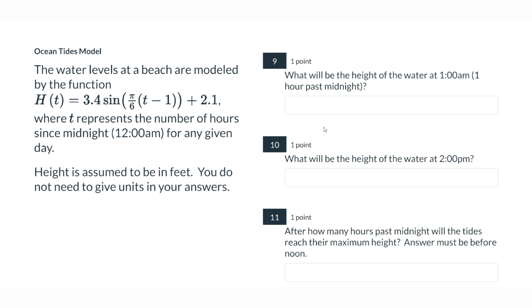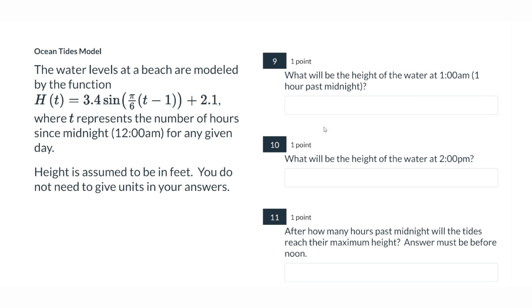Okay, the water levels at a beach are modeled by the function h of t equals 3.4 sine of pi over 6 times the quantity of t minus 1 plus 2.1, where t represents the number of hours since midnight for any given day. Height is assumed to be in feet. You do not need to give units in your answers. Number 9, what will be the height of the water at 1 a.m.? And I give you a little hint there, 1 hour past midnight.